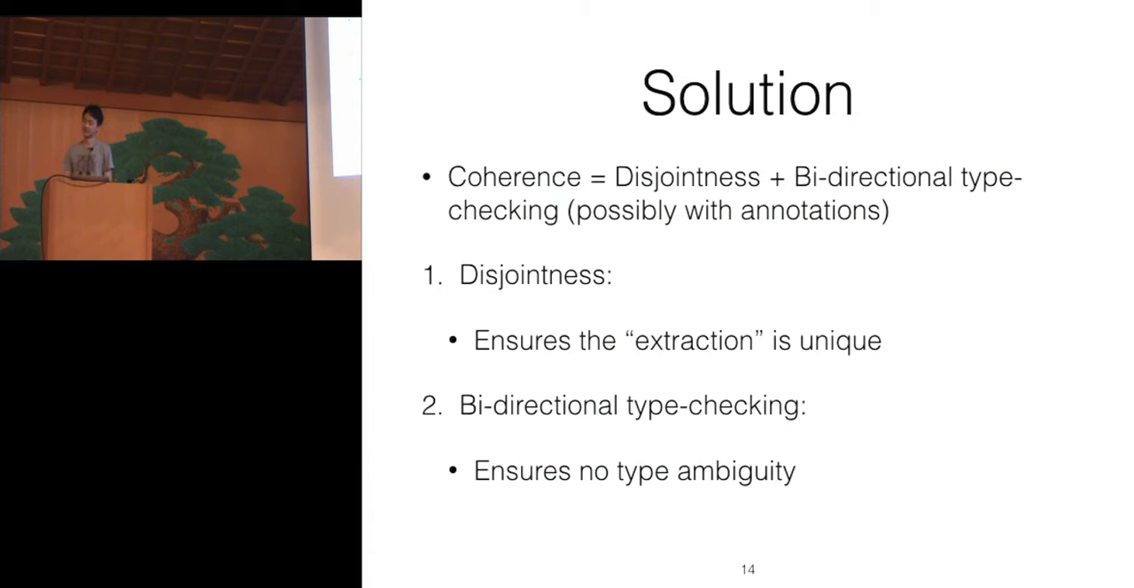So in summary, the solution is disjointness plus bidirectional type checking. And the two have different purposes. The disjointness will ensure the extraction from the merge is unique, while the bidirectional type checking will ensure that there are no other bad cases.